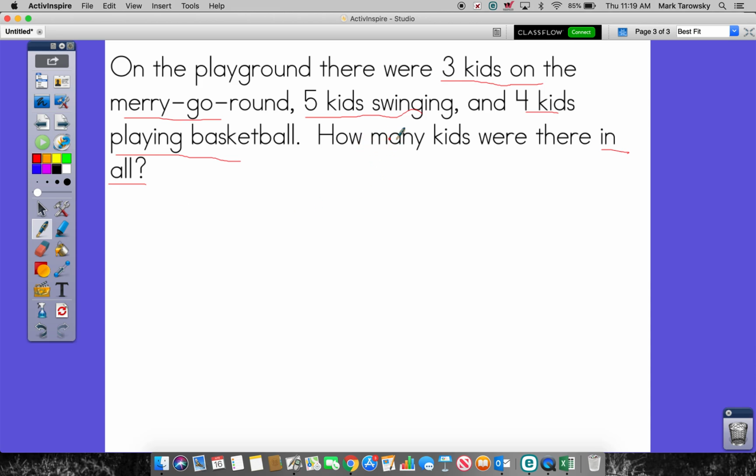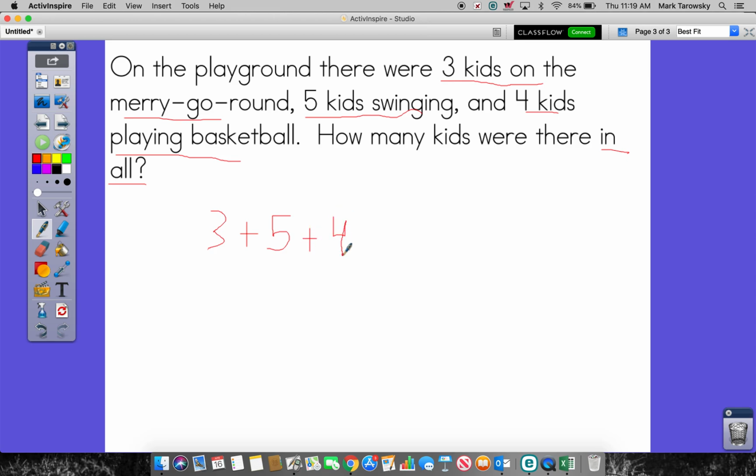Again, we've got an in all, which usually is a keyword for addition. Now this one, how many kids? Oh, there is no kind of trick of legs or arms or fingers or eyes. It's just how many kids in all. This one's going to be a little bit more standard. So we've got those 3 kids on the merry-go-round. I could draw a picture of that. I could just go straight to some addition. Let's see. There's 5 kids swinging and 4 kids playing basketball.